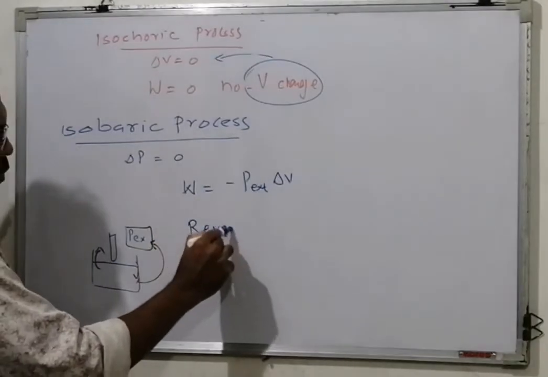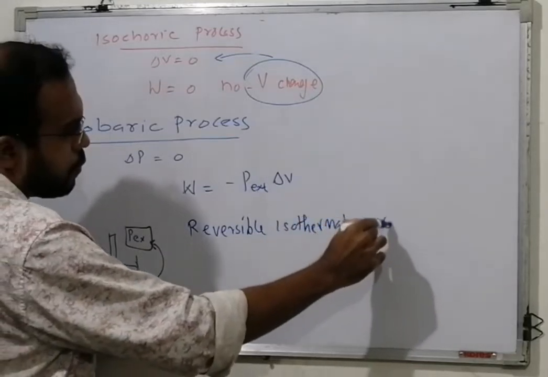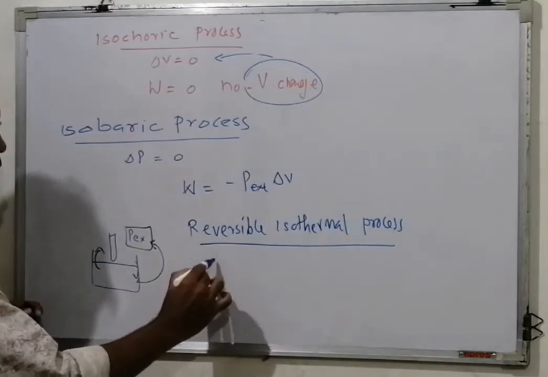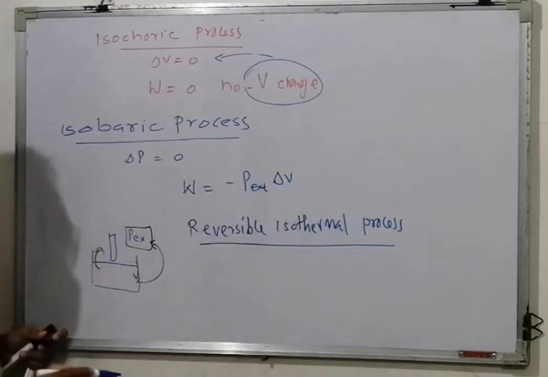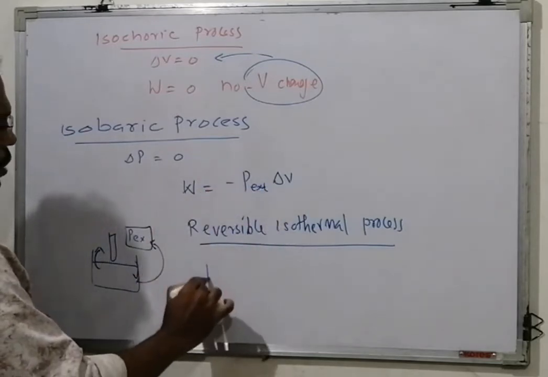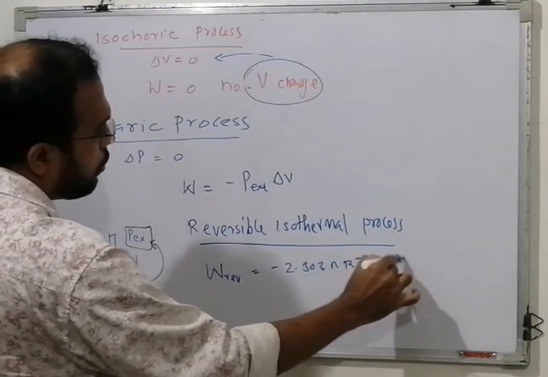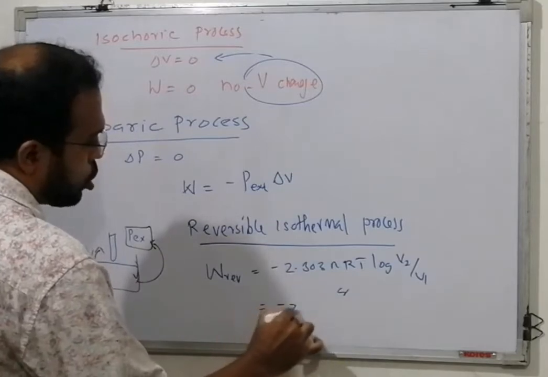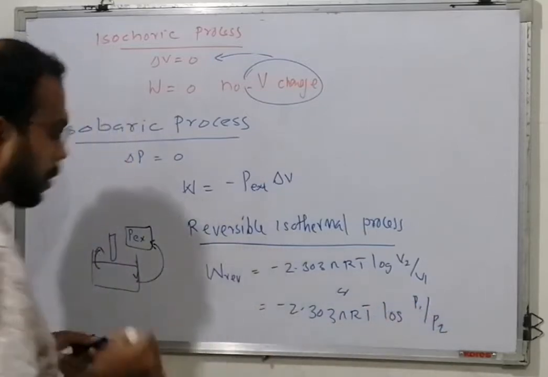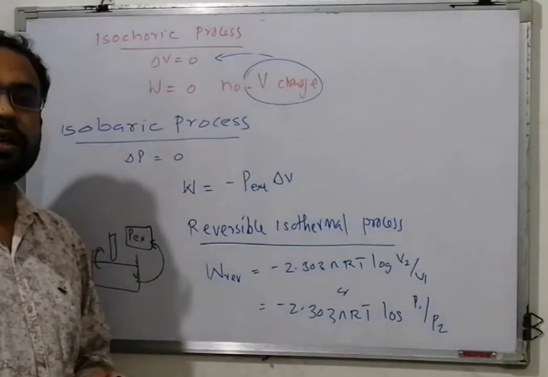Now, reversible isothermal process. Okay, for a reversible isothermal process, isothermal means the same temperature, and this is our equation: W reversible is equal to minus 2.303 nRT log V2 by V1, or minus 2.303 nRT log P1 by P2. Okay. This is reversible isothermal expansion.